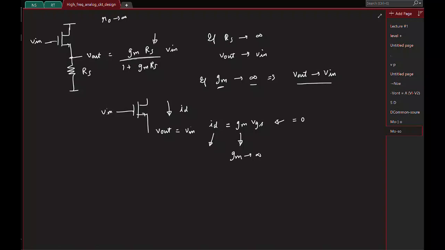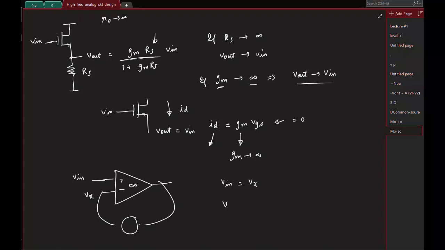Okay. So this is something like the virtual ground you have. In op-amps you have the virtual short, right? If you have a feedback here, and I call it some Vx, V in will be Vx, right? Why is that so? Because we have an infinite gain, so the output will be an infinite gain times V in minus Vx. So to have a finite output, this difference must go to 0. Great. So enough about common drain.